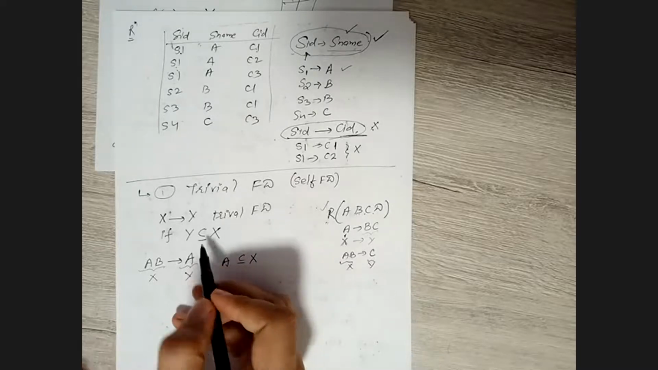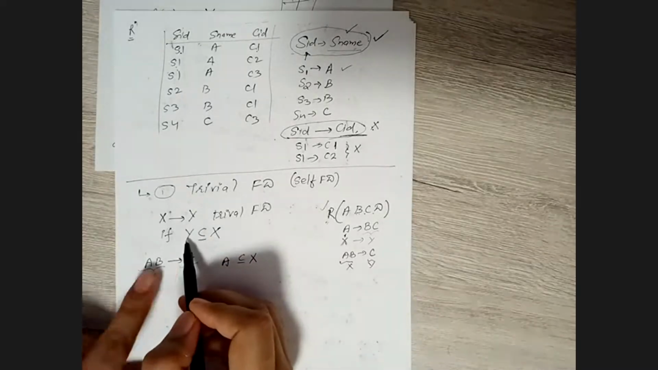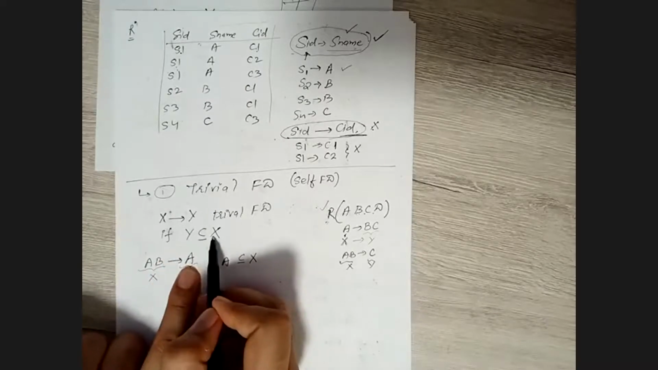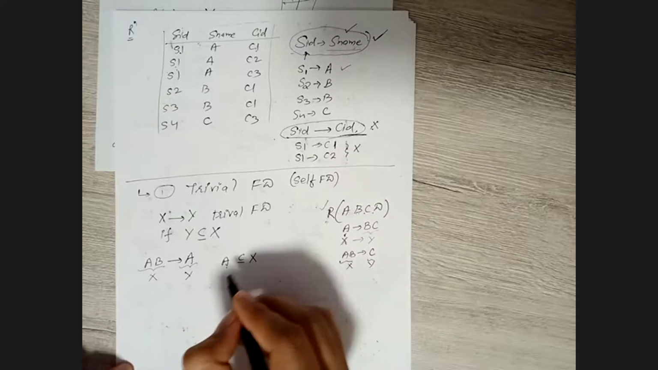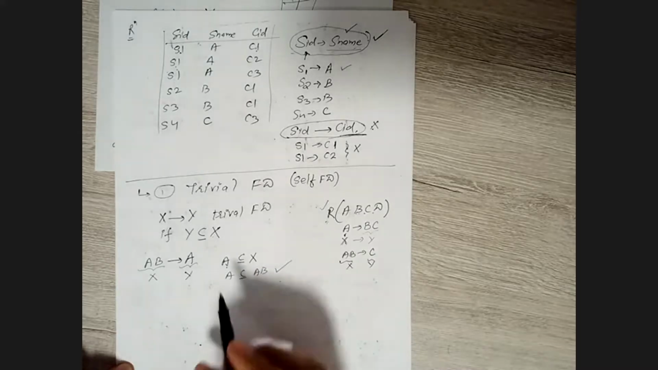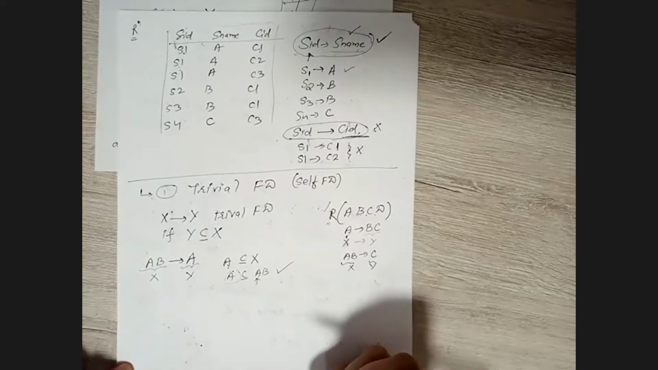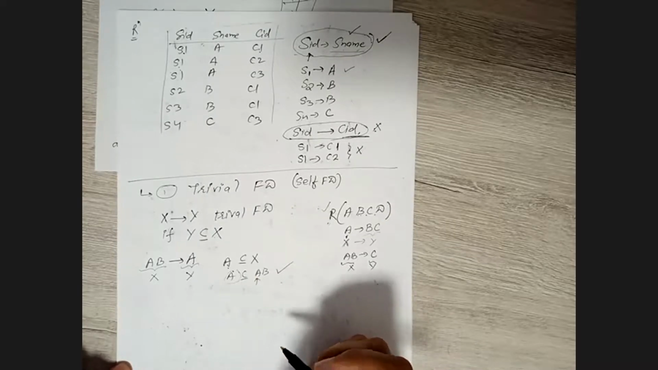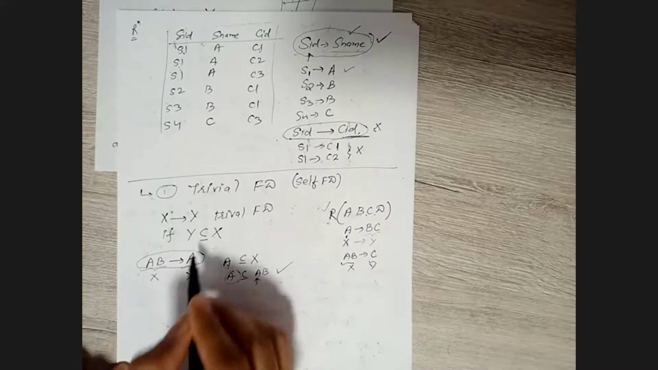We know what a subset means. If Y is present in X, that is what subset means. Y is basically a part of X. So here A is a subset of AB. Is this true? Yes. Why? Because this A is completely contained inside AB. That's why we say such a functional dependency is a trivial functional dependency.